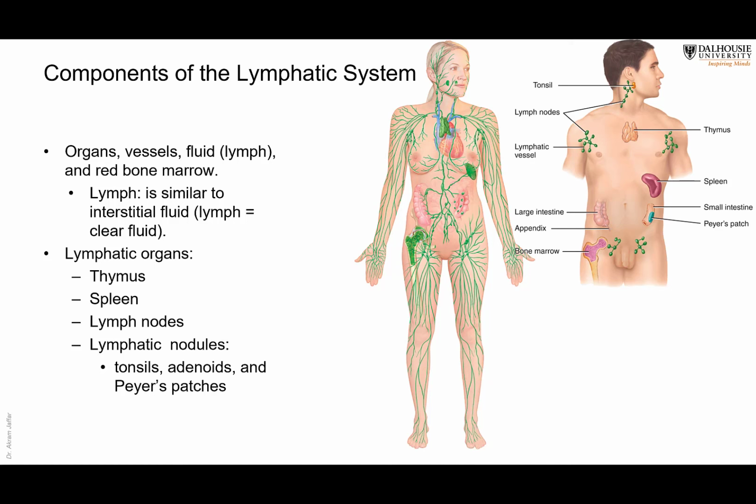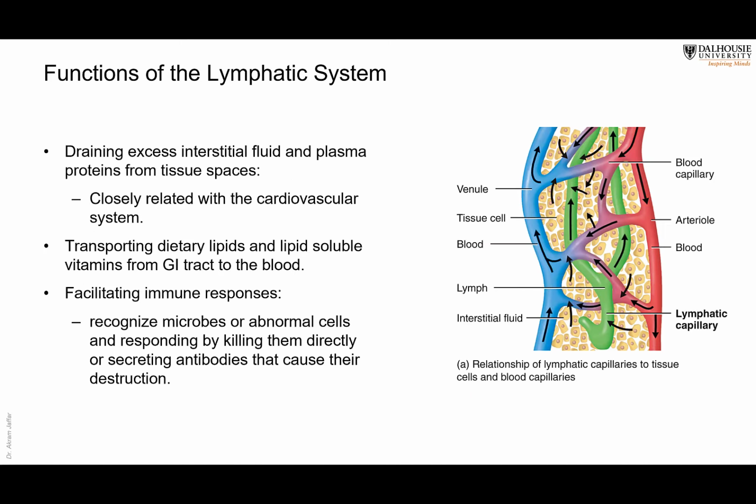A lymph node usually has a capsule, and it receives an afferent and efferent lymphatic vessel, as we will discuss in a moment. So there is a difference, in other words, between a lymph node and a lymphatic nodule. The function of the lymphatic system is that it drains the excess interstitial fluid. Not all the fluid, the interstitial fluid, is taken up by the capillary bed.